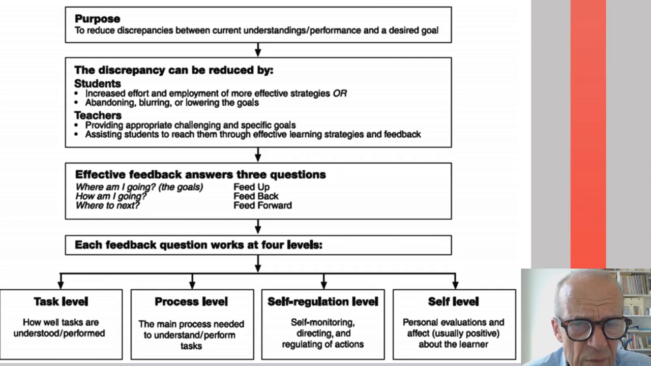But the feedback may also address the process level. So what are you doing, and how am I going? That's also an important part. So the process part is also important. These are the more, let's say, content-oriented parts of feedback, the task level and process level. And you have also more the motivational characteristics of feedback. So you may address the self-regulation level. What's your next step, and where are you going? So the self-monitoring, the directing and the regulating of actions.